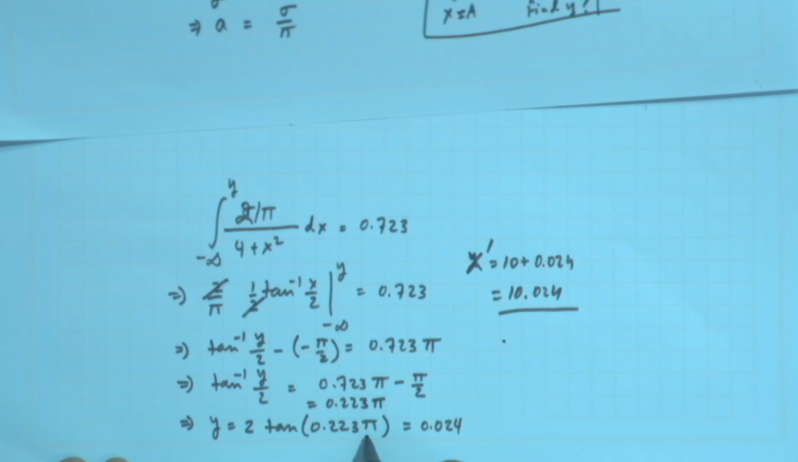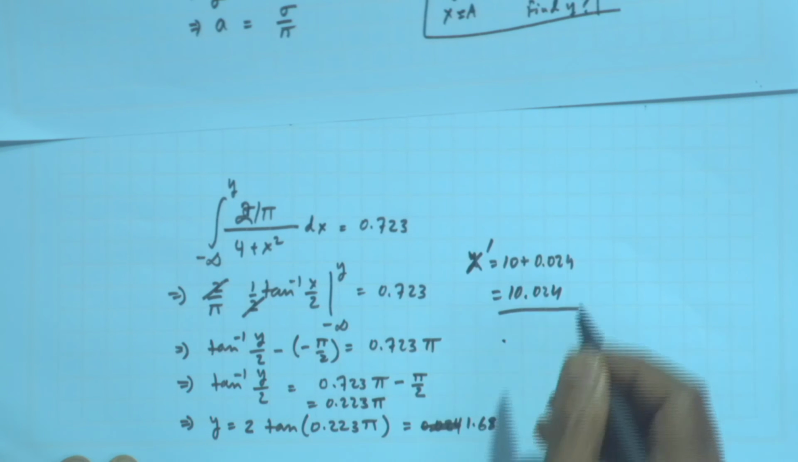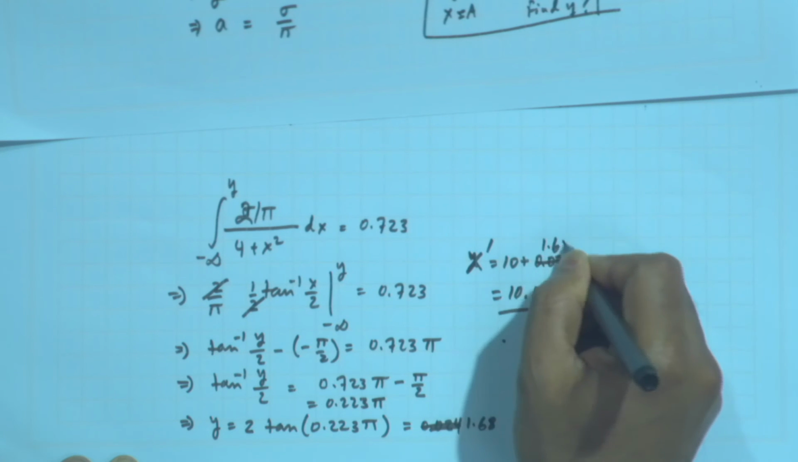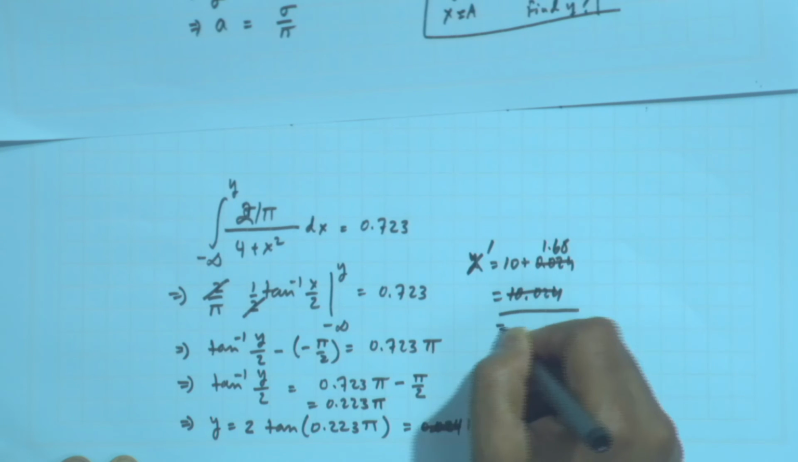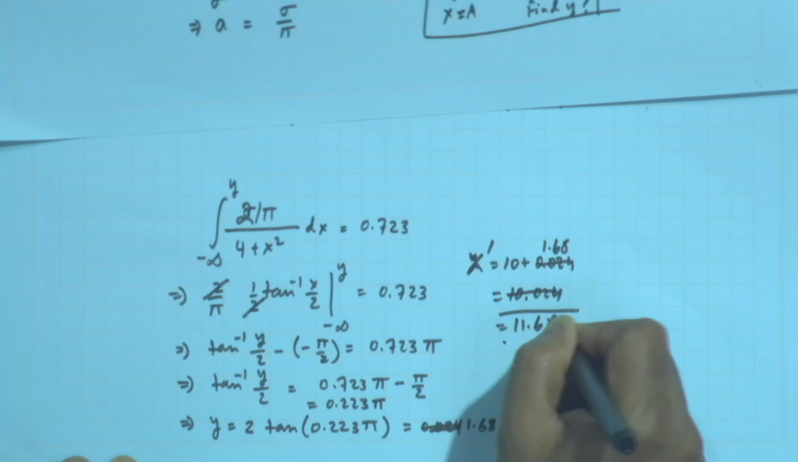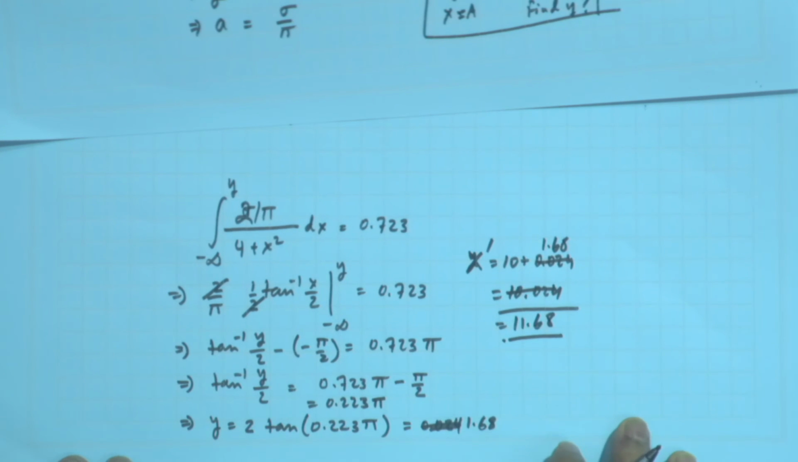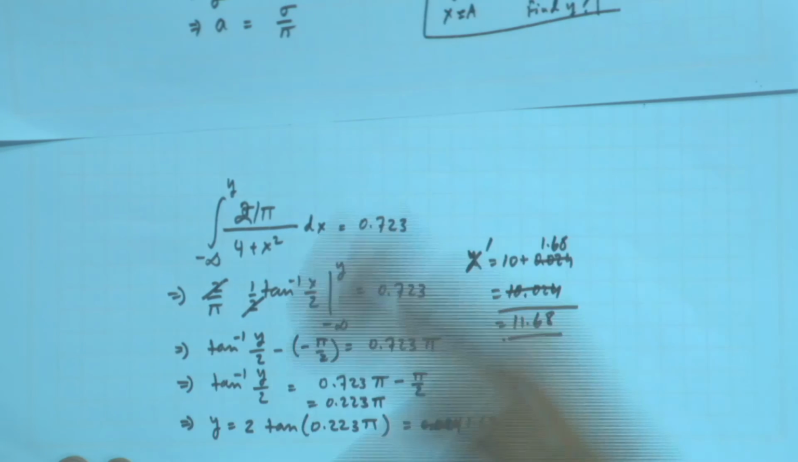This has to be in radian, yeah. Have you done the radian before? Okay, so this will be 1.68. And so this is 1.68. So this will be around 11.68, which makes sense to me. So 10 goes to 11.68.